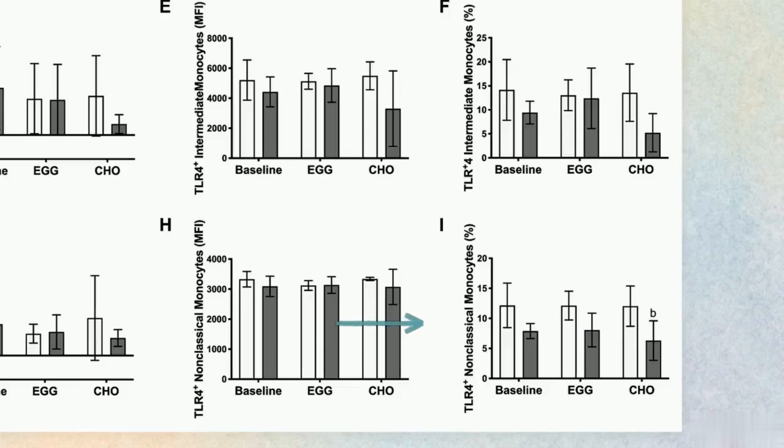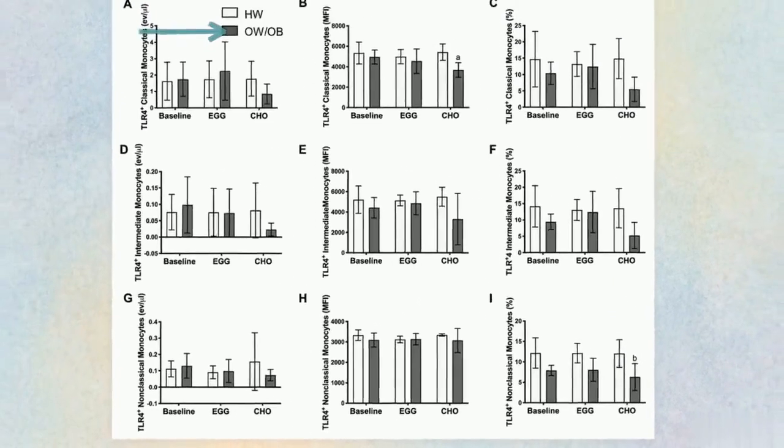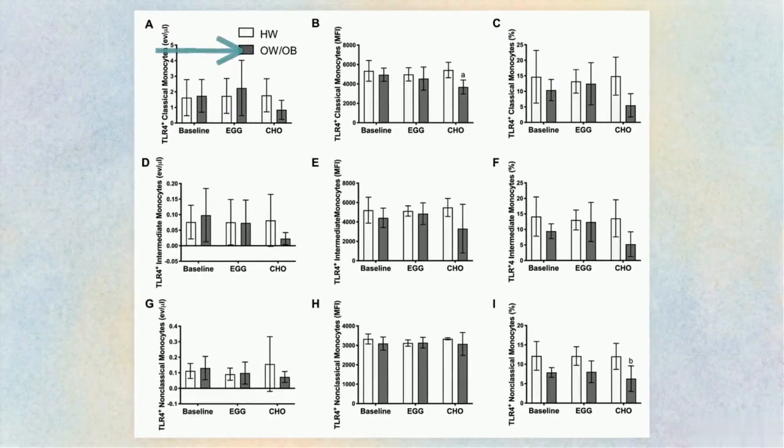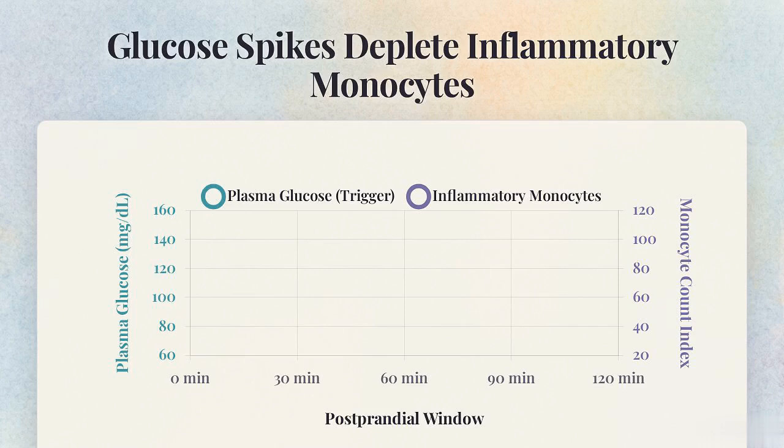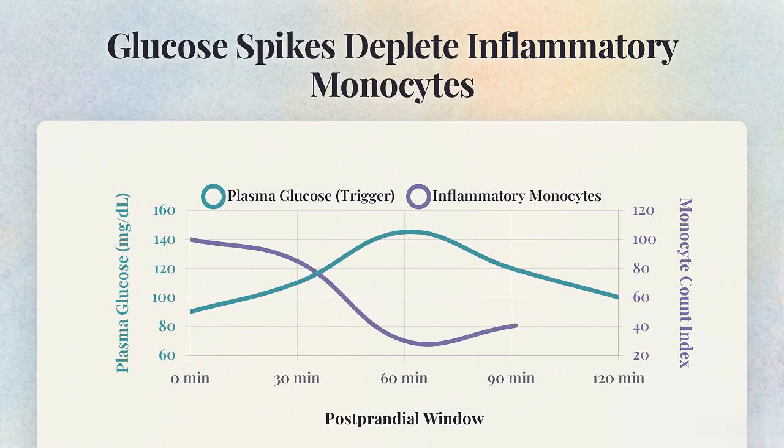This graph tracks TLR4, the primary pro-inflammatory receptor on monocytes. Instead of an increase, the data shows a significant drop in TLR4-positive non-classical monocytes. This drop occurred specifically in the overweight and obese cohort following carbohydrate ingestion, localizing to the classical and non-classical subsets. Researchers discovered a strict inverse correlation. The higher the plasma glucose spiked, the more inflammatory monocytes vanished from circulation.